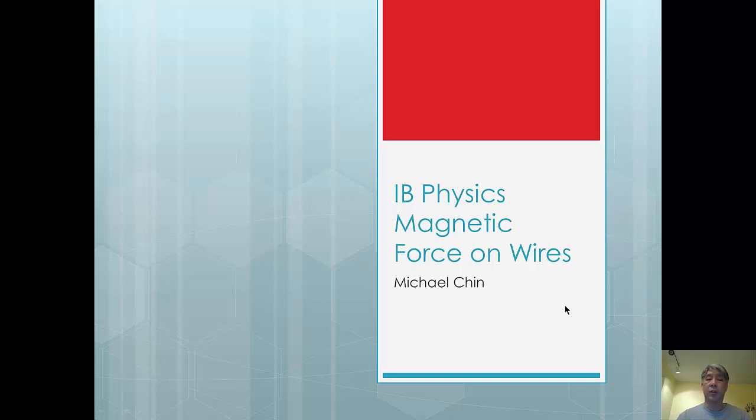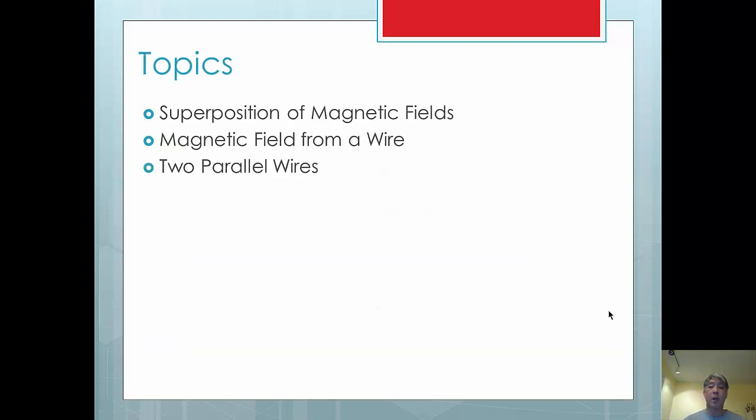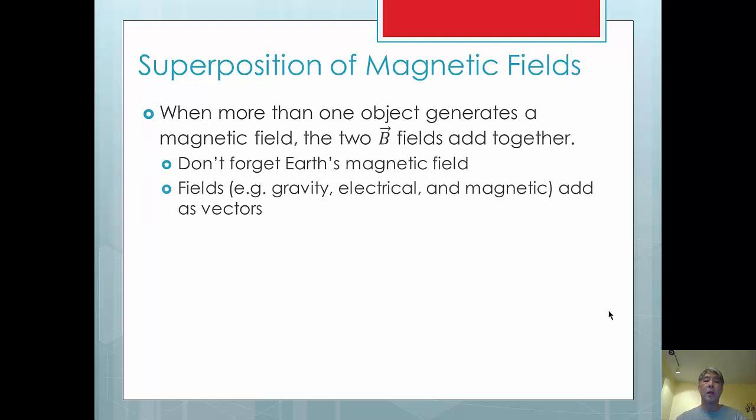This lecture continues our investigation of magnetic force on wires, or basically the force on moving charges. So what we're going to cover in this PowerPoint set of slides is the superposition of magnetic fields, the magnetic field from a wire, and what happens when I have two wires with current traveling on them and the wires are parallel.